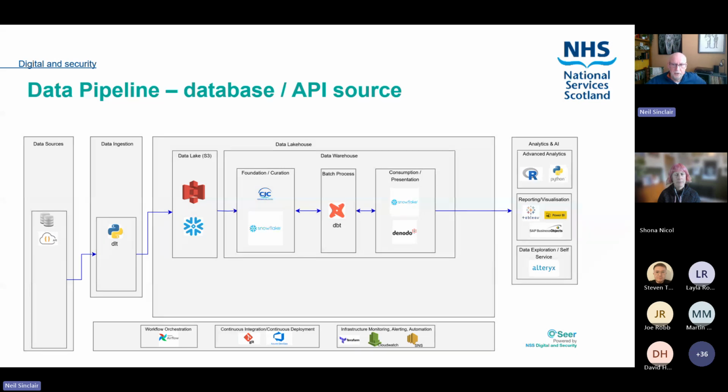The data is then pushed into our curation layer, where we use dbt to transform and load the data into our data warehouse in our consumption layer. And the data is then presented to the insight activation in the same way as we did with the file data source.